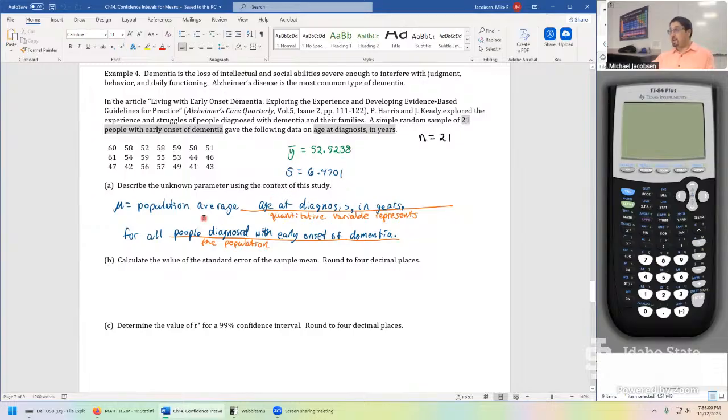After that, we wrote out the parameter is going to be the population average age at diagnosis, because that's what the data reflects for the quantitative variable. And we said for all people with early onset of dementia, we were particular by saying diagnosed with that particular condition. It's kind of said once already when we said age at diagnosis. It kind of implies the population is people that are diagnosed. But we decided to be really specific in putting this in. So now that we have the parameter down, this is kind of the mathy part of it, putting down formulas, doing computations, making substitutions. But any questions with the refresher on this problem?